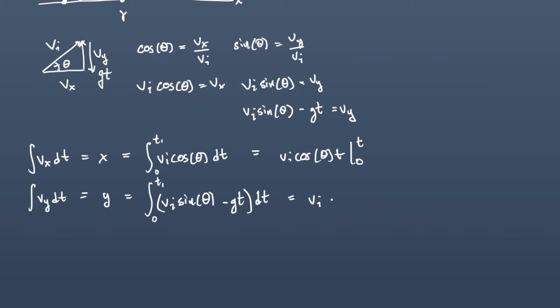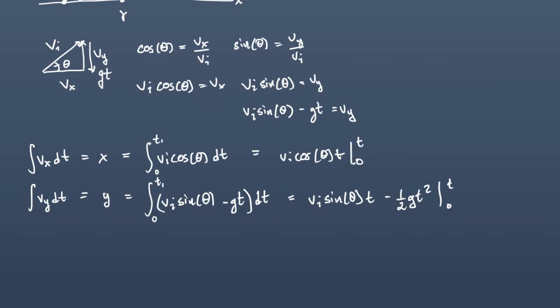This is Vi sine of theta times t, because if we took the derivative of this, we bring down the exponent, and we get this back. So taking the integral is like taking an antiderivative, minus gt squared, and I actually need a 1/2 there. I have a 1/2 gt squared. And that is going from 0 to t.